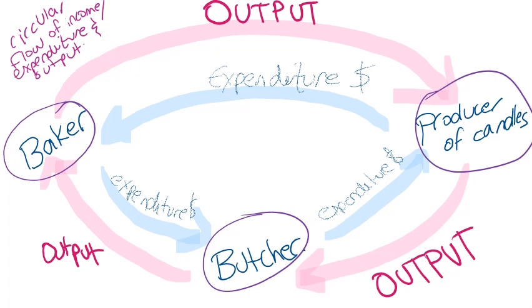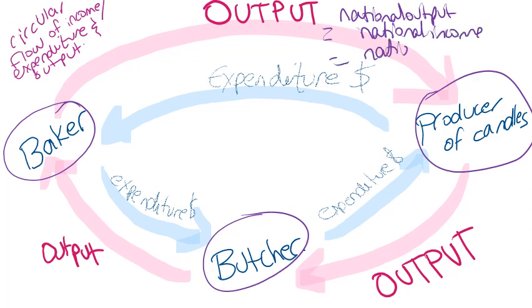So the same relationship is true of all economies, no matter how large or complex they are. What is the relationship that we're talking about? It is that the national output would be equal to the national income, and it would be equal to national expenditure. This is why I can call it a circular flow of income or expenditure or output.